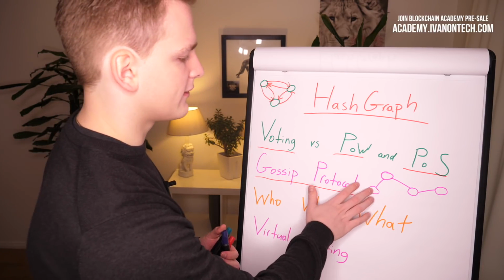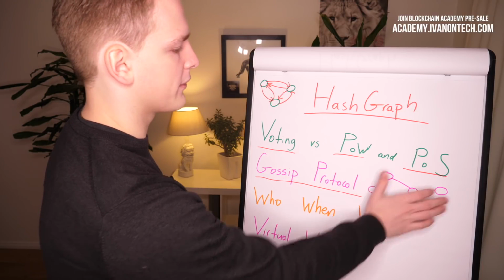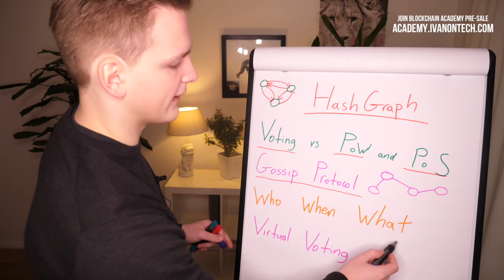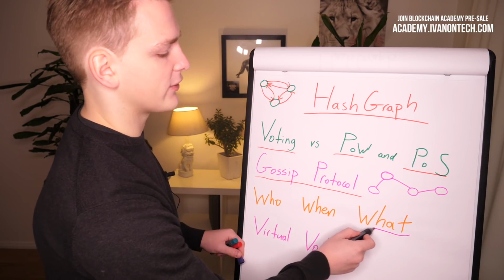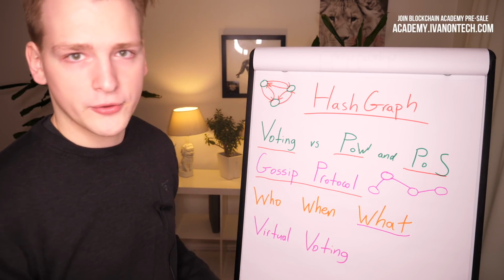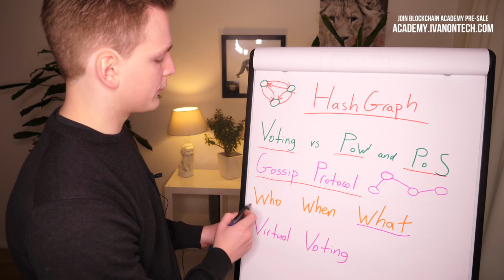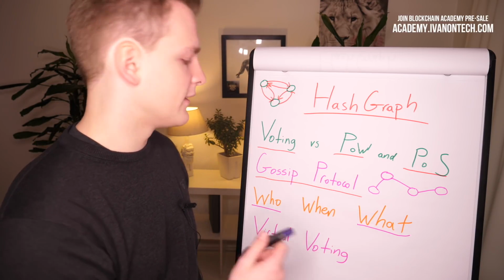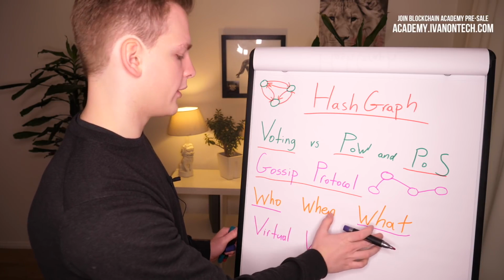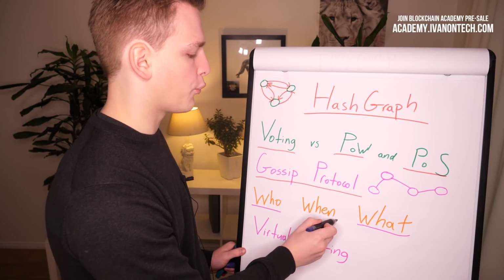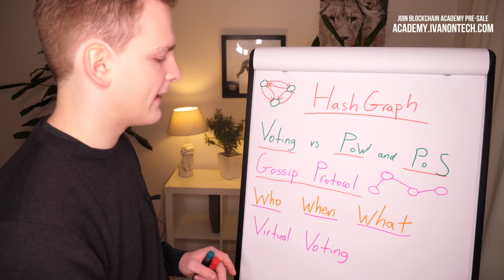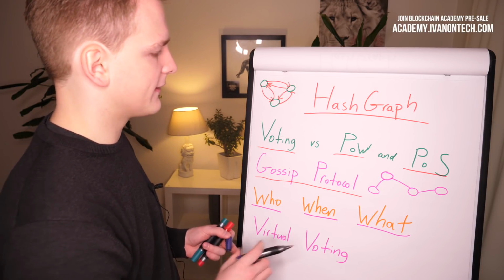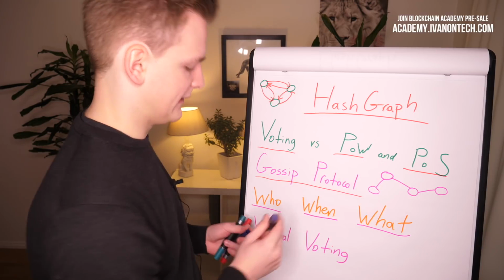And when we tell each other everything we know, we're not only talking about what happened. So it's not only that we tell them about the transactions, for example. We also talk about who told me what I now tell you. So it is not only what, it is also who, and it is also when. So we have this time aspect. And this is something that proof of work and proof of stake lack.